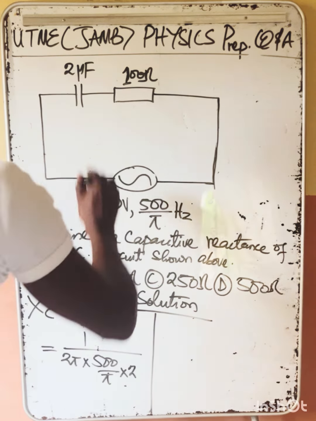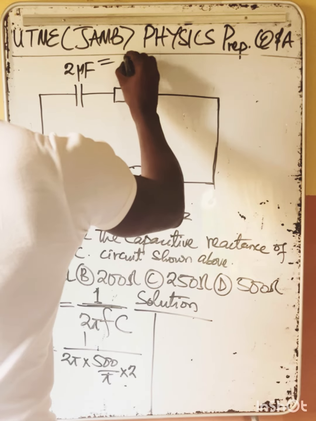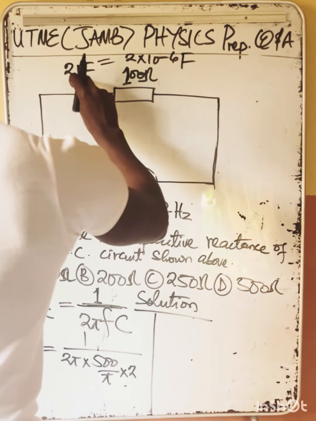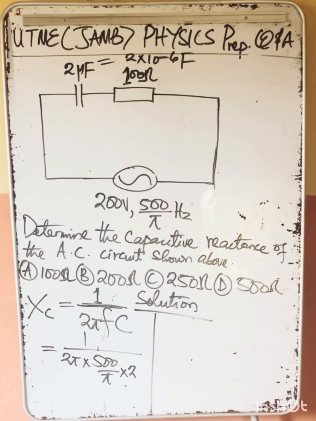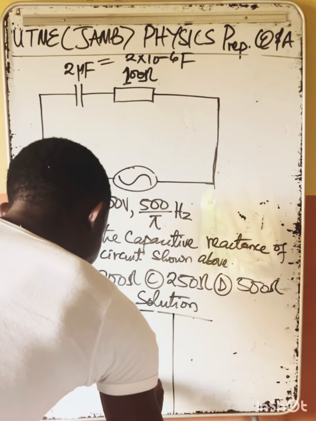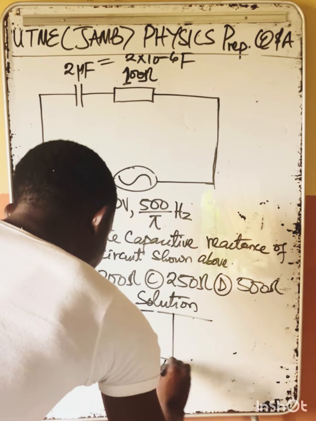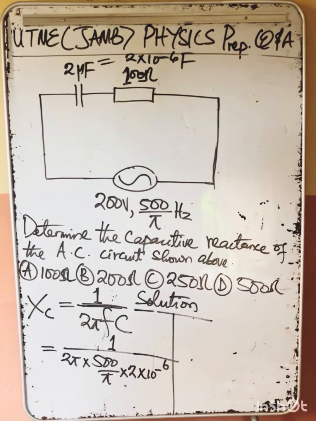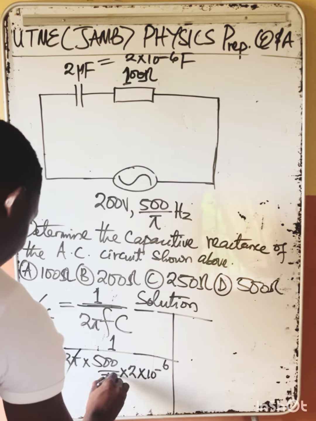Our C here is 2 microfarad. Please note that this micro is the same thing as 2 times 10 raised to power minus 6 farad. So the multiple micro stands for times 10 raised to power minus 6, which we must also implement here. So this is 2 times 10 raised to power minus 6. That's the meaning of the micro. Okay, so let's begin to do the math here. So pi would cancel pi.